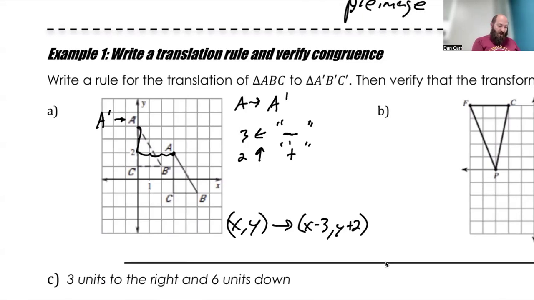We're saying that, and technically what we're doing is we're saying that every point goes through this same process. So I look at B. X minus 3 means it's going to go 1, 2, 3 to the left, 2 up, and there's B prime. So that worked out. If I do C here, 1, 2, 3, and then 2 up, same thing. Every single point has to go through this same exact horizontal and vertical movement.